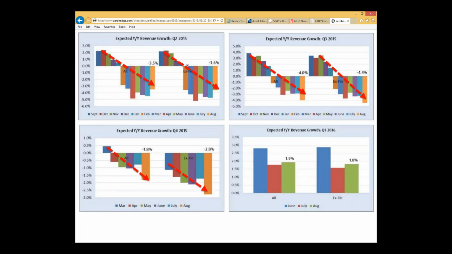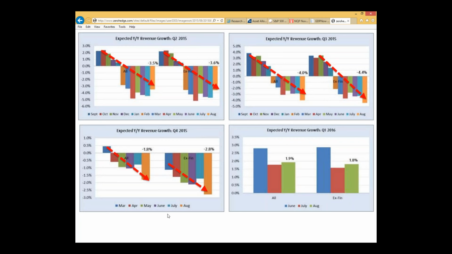When you exclude financial companies, that's the second portion on the right here, it's negative 3.6%. So on the expected year-over-year revenue growth, and this is based upon analyst coverage of many of the analysts that cover these companies, for the third quarter of 2015, they're currently forecasting negative revenue growth of 4%, and excluding the financial companies, negative 4.4%. And then they expect some recovery in fourth quarter 2015, negative revenue growth still, but it's a lower amount, negative 1.8%.